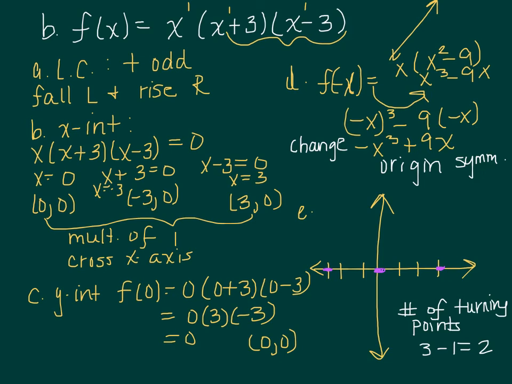So here we go. We're going to fall first. Fall, cross, cross. So we only have at most 2 turning points, so we're good. And it's origin symmetry because it's symmetrical over the origin.